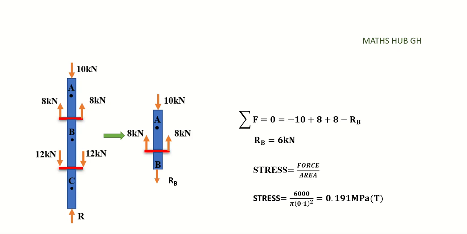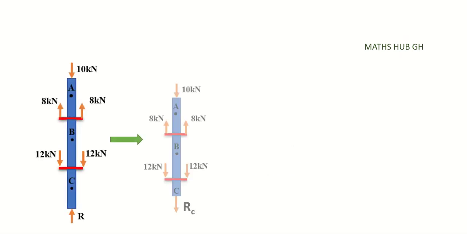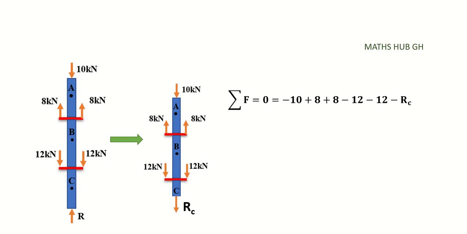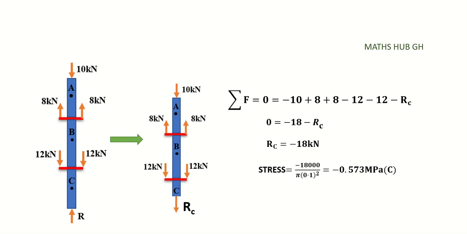I'm going to do the same for the cross section C. We have the free body diagram here. Then we sum the forces and equate it to 0. We have minus 10 plus 8 minus 12 minus R sub C. We simplify this and solve for R sub C, and you'll get minus 18 kilonewton. Then you calculate the stress also. You have minus 18,000 over pi multiplied by 0.1 squared. That gives us minus 0.573 megapascal, and that will also be under compression. That's for the second part of the question.